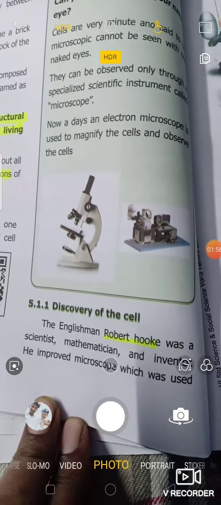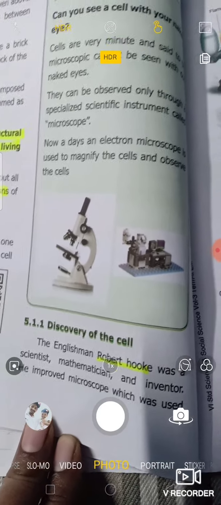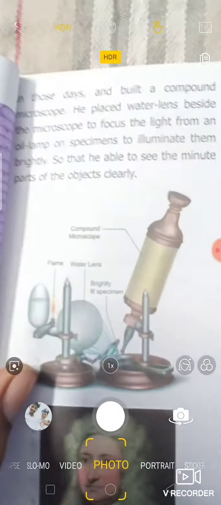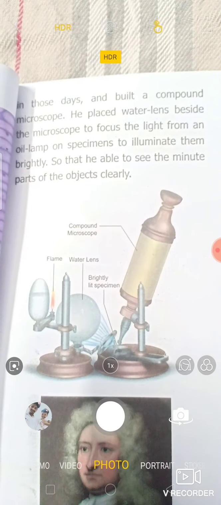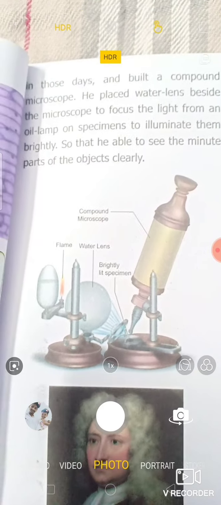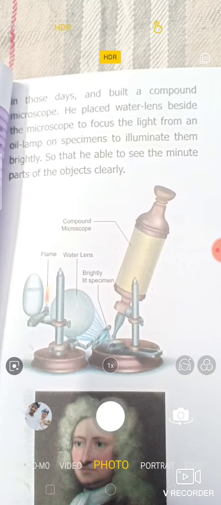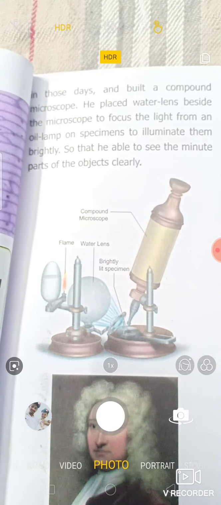The Englishman Robert Hooke was a scientist, mathematician and inventor. He improved the microscope which was used in those days and built a compound microscope. He placed a water lens beside the microscope to focus the light from an oil lamp on the specimen to illuminate it brightly, so that he was able to see the minute parts of the object clearly. The model is given in your book. Also, this is Robert Hooke.